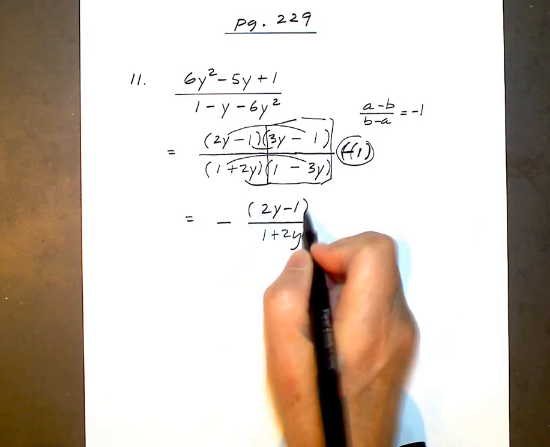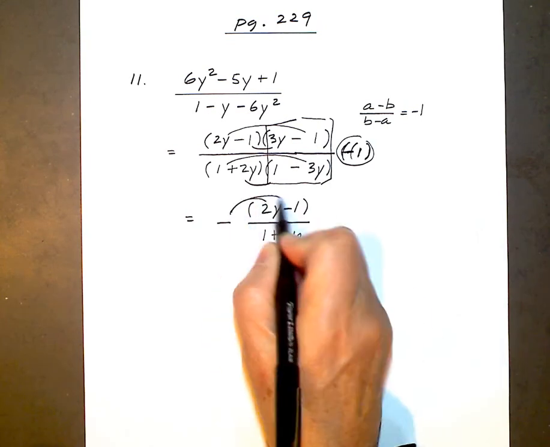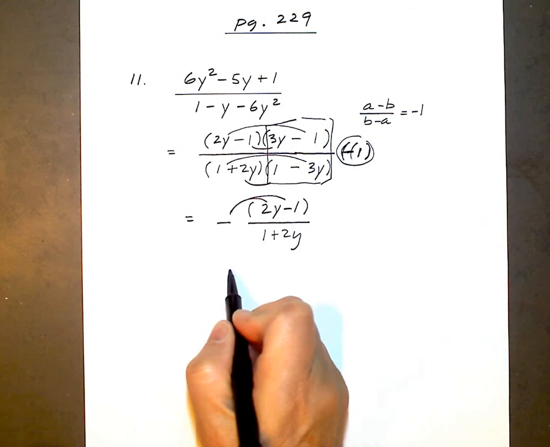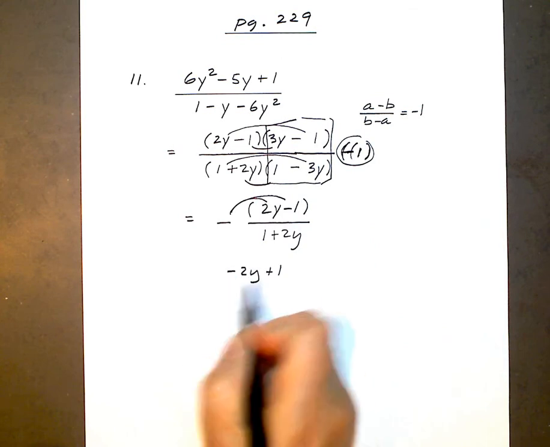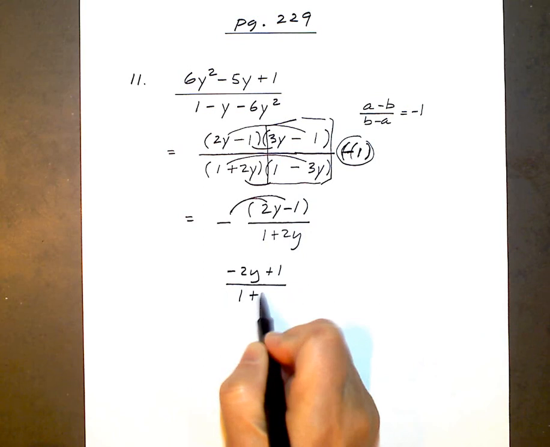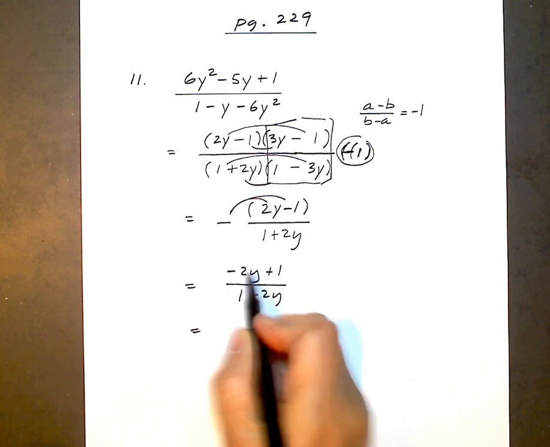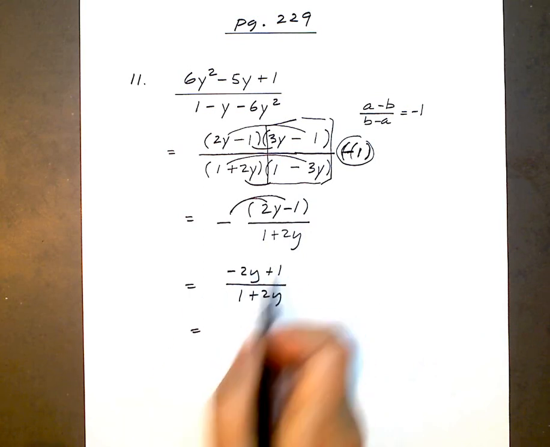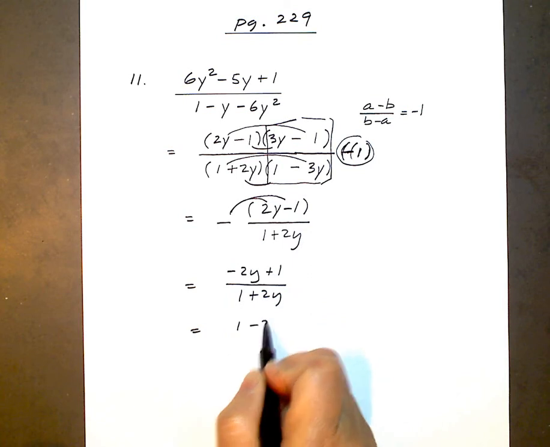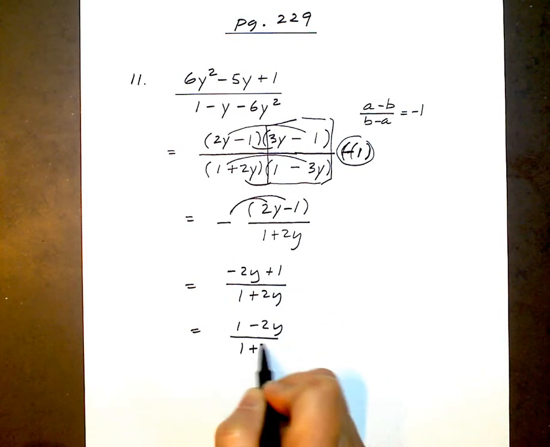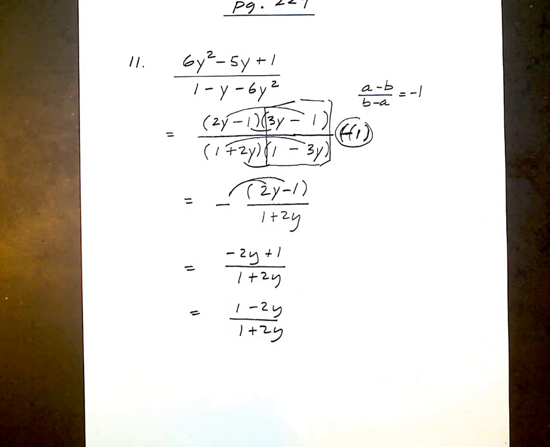They can take this negative and distribute it over both those terms. So that would make a negative 2y and a positive 1 over 1 plus 2y. And then they'll move this around to put the positive term first in the numerator. So 1 minus 2y over 1 plus 2y is the most simplified way, I guess, that the book wants to have you express this. So that is that problem.